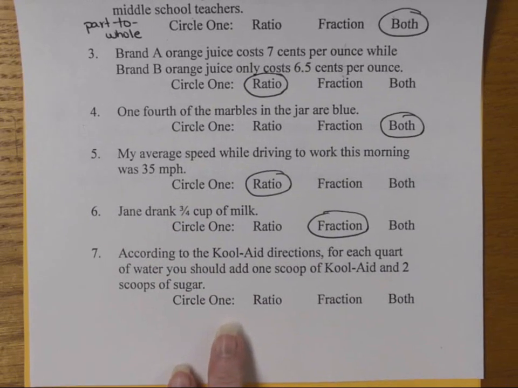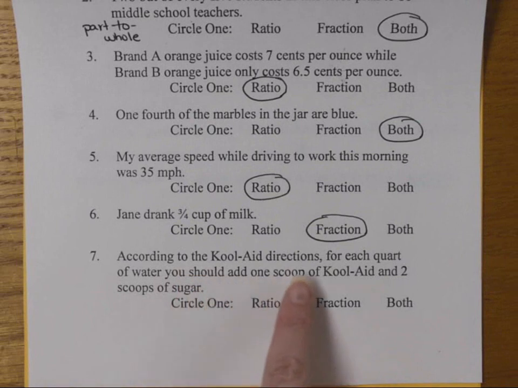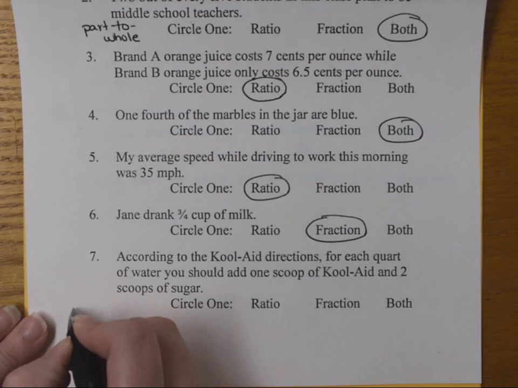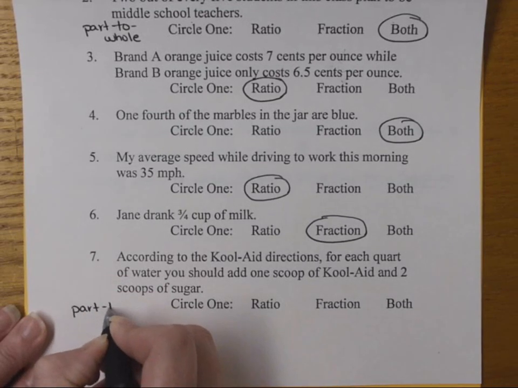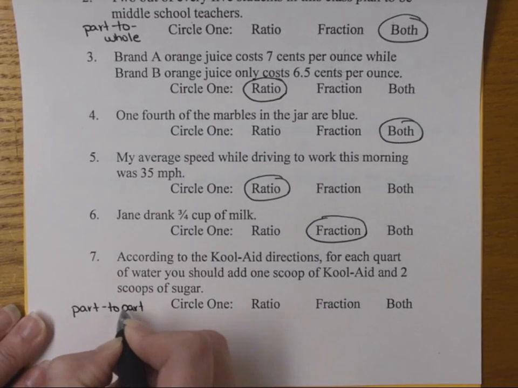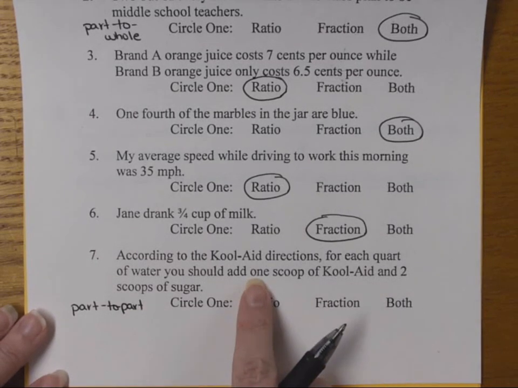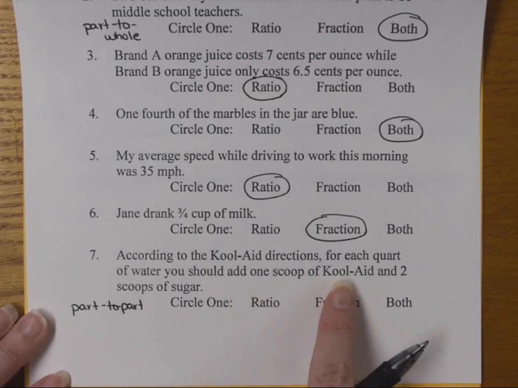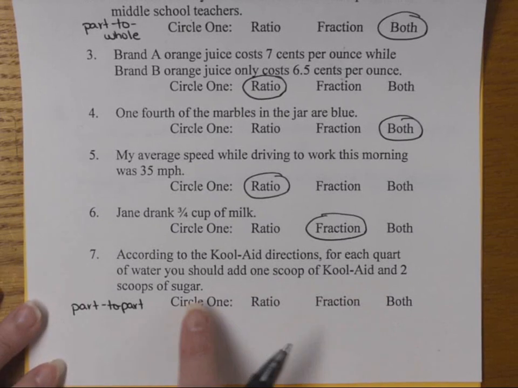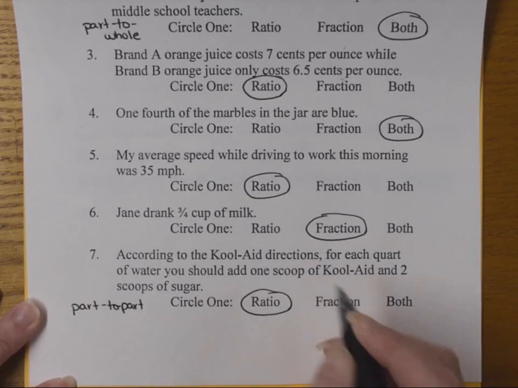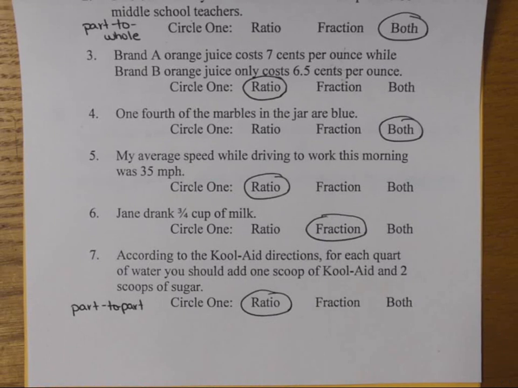And last but not least, according to the Kool-Aid instructions, for each quart of water, you should add 1 scoop of Kool-Aid and 2 scoops of sugar. That is a part-to-part. You're comparing the part of the Kool-Aid that is the mix with the part that is the sugar. So this is just a plain old ratio. The point of this little exercise is that we only really should think of part-to-whole ratios as true fractions, in other words, true fractions that we can do calculations on.